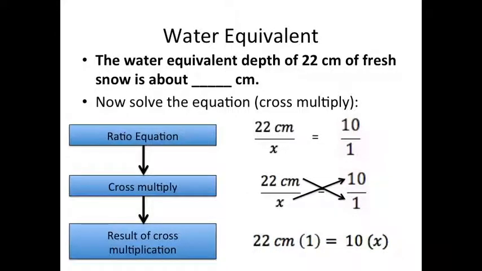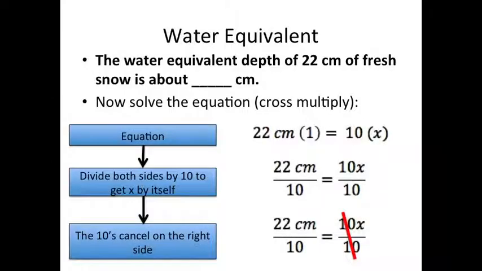Now solve the equation by cross multiplication. First, fill in the ratio equation by putting the snow total given on the top left, and in the bottom left, leave it as x because the total is unknown. On the right, put the ratio of snow to water, which is 10 over 1. Next, cross multiply. So the 22 centimeters is multiplied by 1, and the 10 is multiplied by the x, or the unknown.